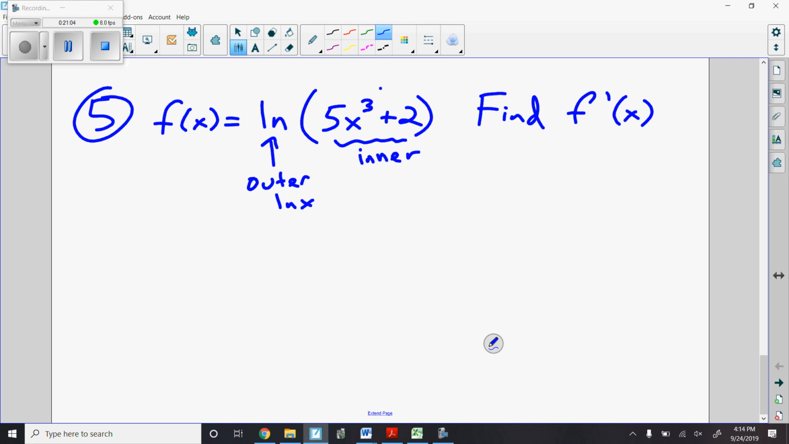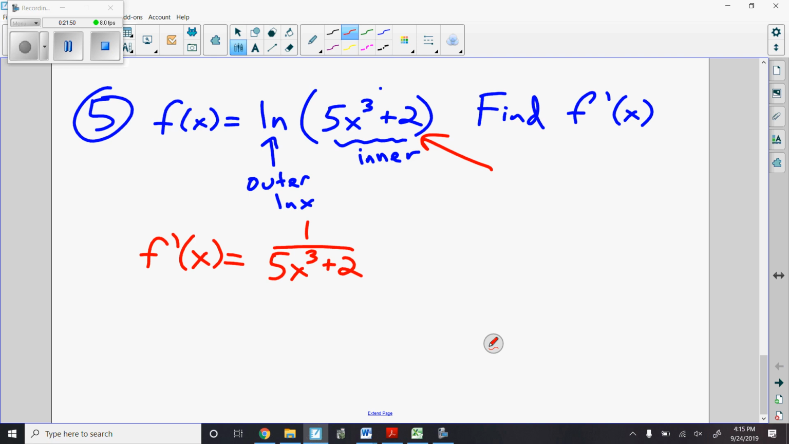Well, I know the derivative of ln x is 1 over x, but that would be the derivative of the outside with respect to x. I want to do the derivative of the outside with respect to the inside. When I do this one, I'm going to end up with f prime of x equals the derivative of the outer function is 1 over, but instead of 1 over x, I need the derivative of the outside with respect to the inside. It's not 1 over x, it's 1 over 5x cubed plus 2. That's the derivative of the outer function with respect to the inner function.